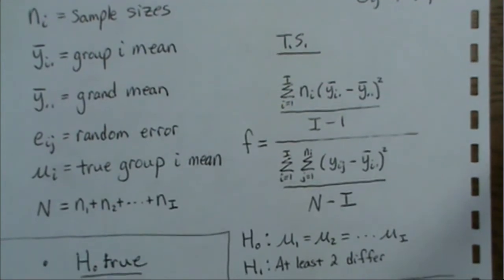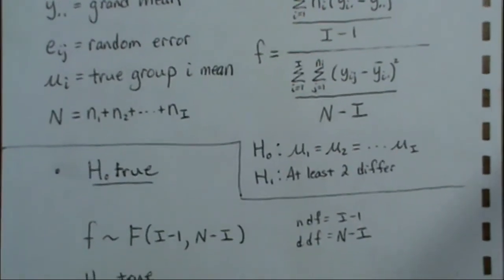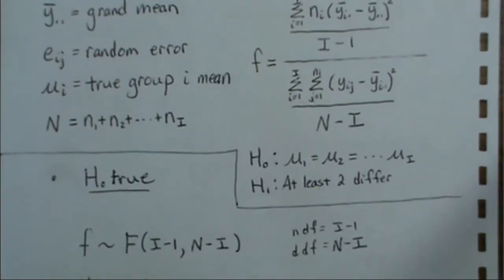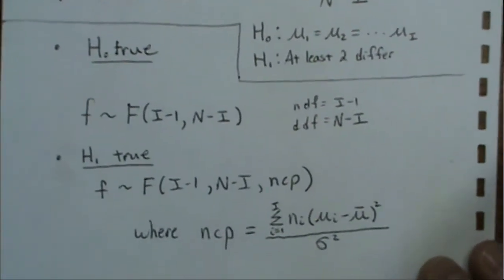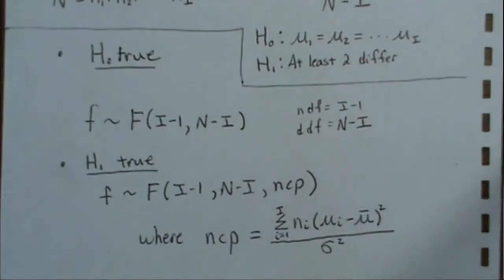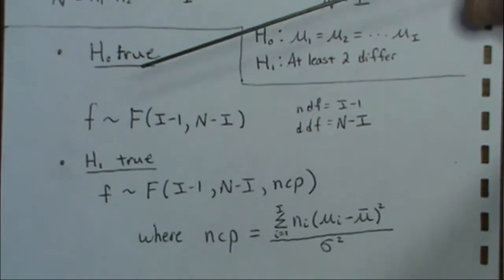And we are asking, are the means equal, or are at least two different? Under the null hypothesis, our test statistic follows a central F distribution with I minus 1 numerator degrees of freedom and N minus I denominator degrees of freedom. When the alternative is true, then the test statistic follows a non-central F distribution with the same degrees of freedom and the non-centrality parameter this. Plugging this into R is very straightforward when you're calculating power, which we will illustrate.